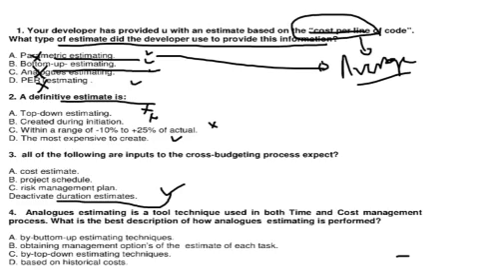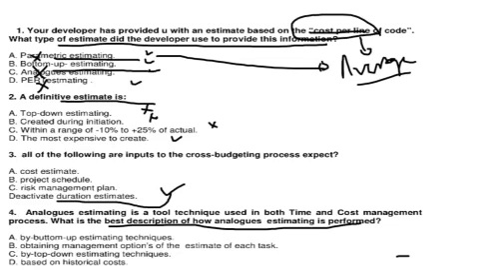Now, fourth question. Analogous estimating is a tool or technique used in both time and cost management processes. What is the best description of how analogous estimating is performed? As we discussed earlier, analogous is all about comparing the present activity with a past similar activity and then estimating.